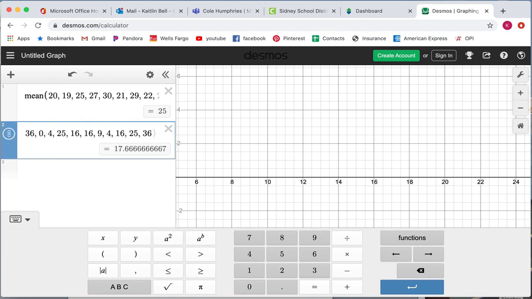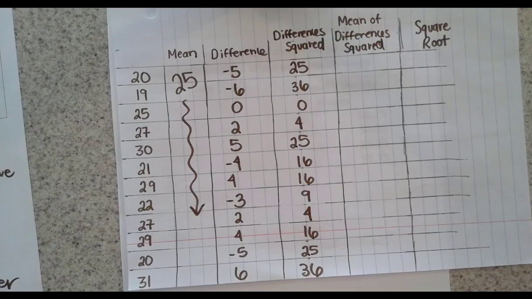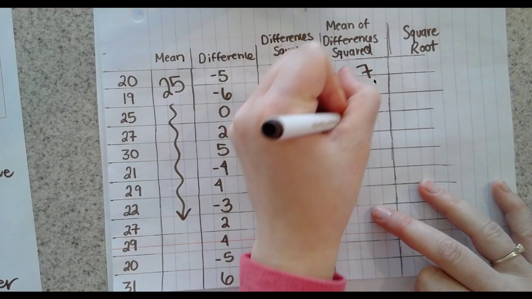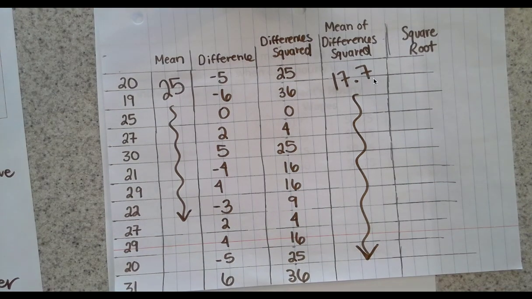All right. So here is the average of all of those differences squared. I'm going to round this to 17.7. Okay, so step 4 in my 5-step process is to find the averages of the differences squared, which we did, and that is about 17.7 rounded for all of this.